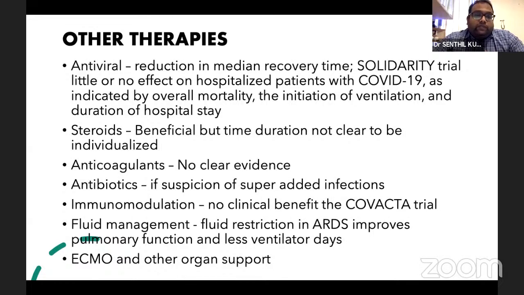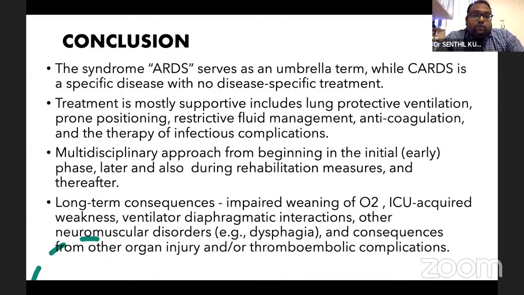And fluid management, coming to non-pharmacological therapy: fluid restriction in ARDS improves pulmonary function and reduces ventilation days, similar to regular ARDS management. ECMO and other organ supports also show some benefits in managing COVID ARDS. So to conclude, the syndrome of ARDS serves as an umbrella term, while COVID ARDS is a specific disease, but there is no disease-specific treatment for it.